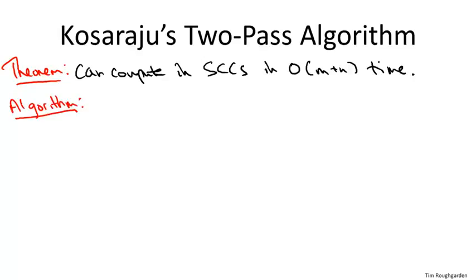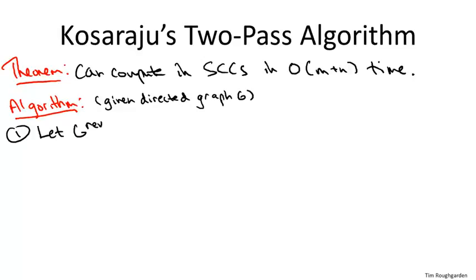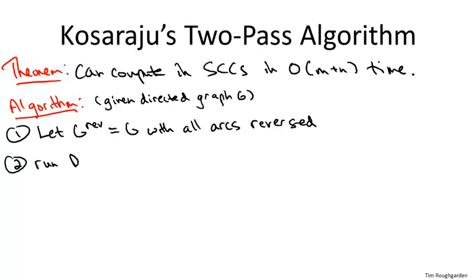Kosaraju's algorithm is shocking in its simplicity. It has 3 steps. Let me tell you what they are. First, very mysteriously, we're going to reverse all of the arcs of the given graph. Totally not clear why that would be an interesting thing to do yet. Then we're going to do our first pass, our first depth first search, and we're going to do it on the reverse graph. Now, the naive way to implement this would be you'd literally construct a new copy of the input graph with all of the arcs in the reverse direction and then just run depth first search on it.